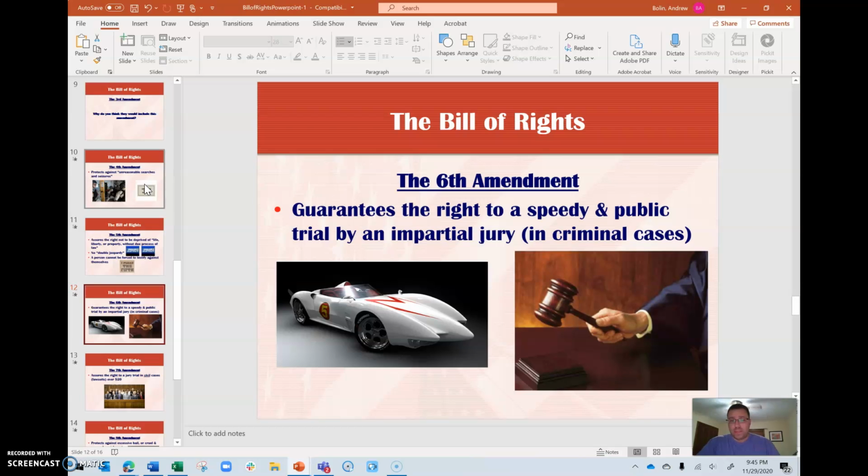The Sixth Amendment, this guarantees the right to a speedy and public trial by an impartial jury. And this is, of course, in criminal cases. If someone has been charged with murder, with robbery, with rape, with whatever it is as a criminal violation, they have a right to a speedy and public trial, and to assure that it's an impartial jury.